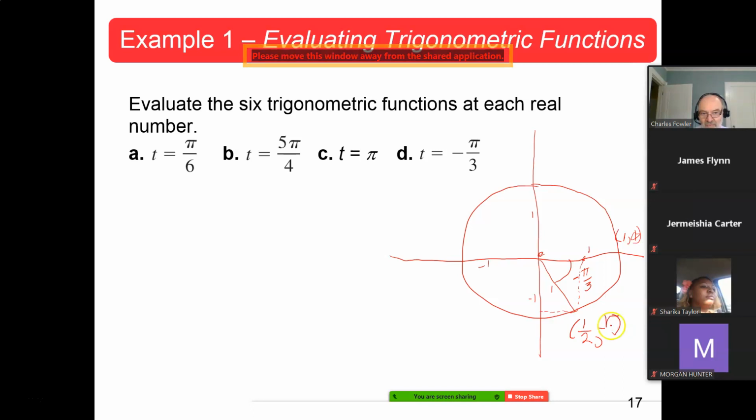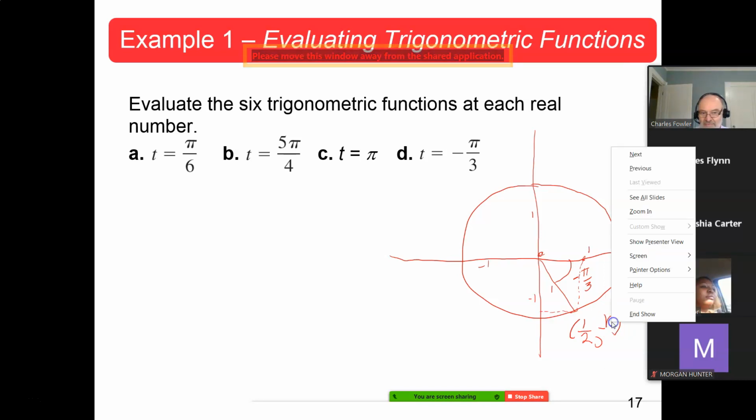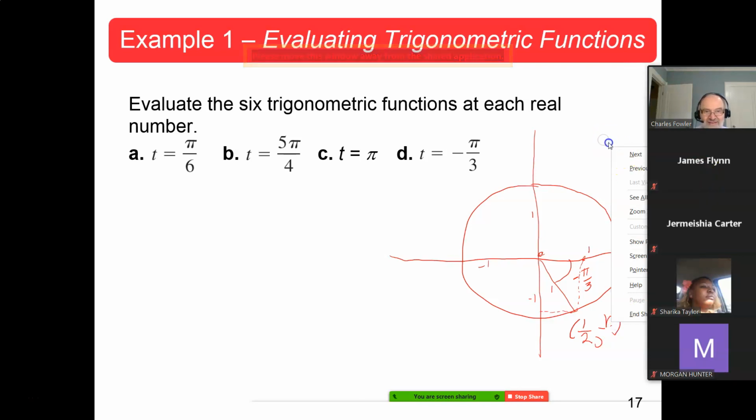The square root of 3. If this pen would write, these stupid things keep popping up here. -3 over 2, there's your y coordinate. I didn't put my parentheses too well, but that's what we got. There's our point. As soon as we get the coordinates, we've got it knocked.